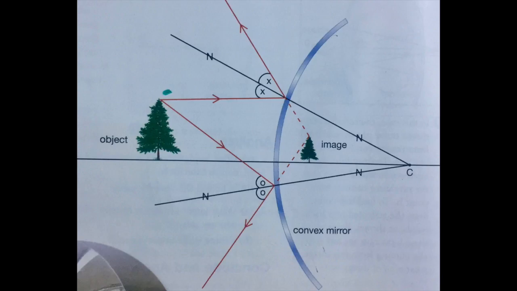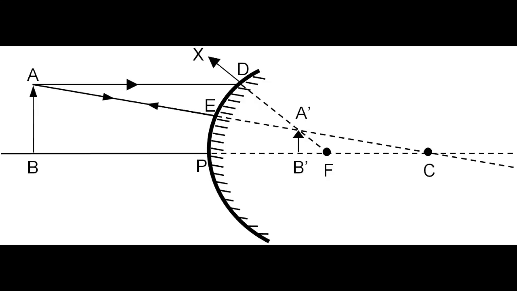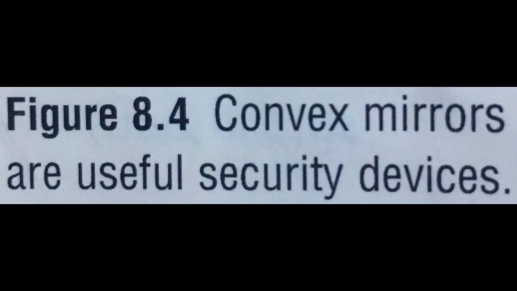Because the image of each object is smaller in a convex mirror, you see more of the overall scene. This characteristic is applied in security mirrors in stores. See figure 8.4. Figure 8.4, convex mirrors, the ones that bulge out, are useful security devices. These mirrors allow one person at the counter to see most of the customers in the store.